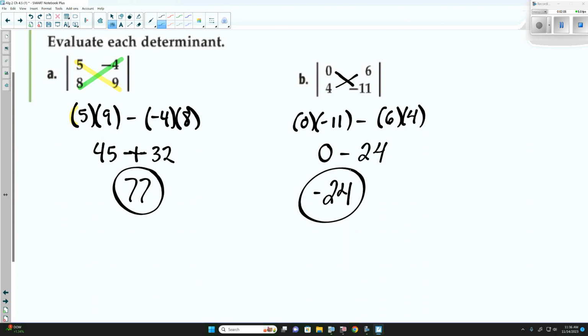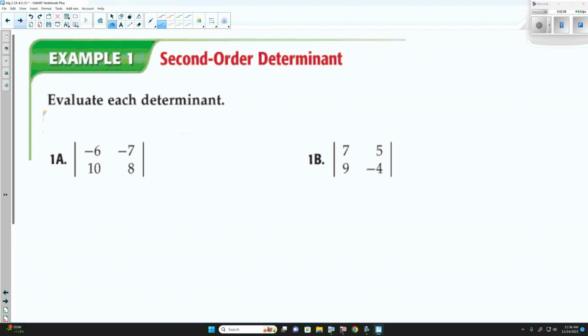Questions on this here? Let's look at the next two. Same thing.